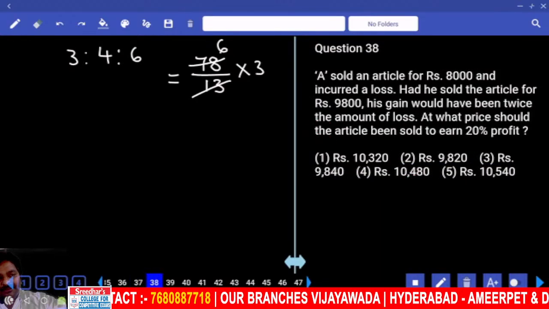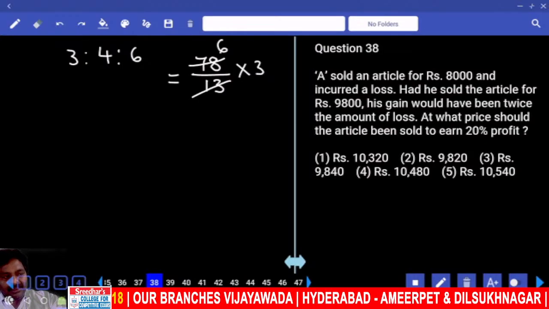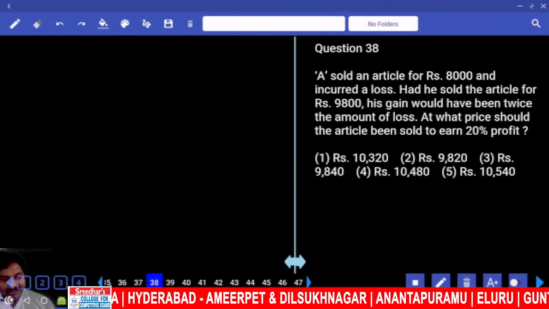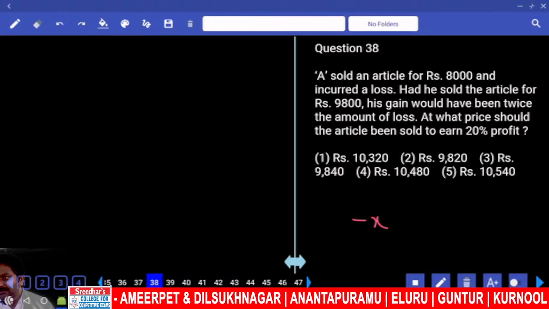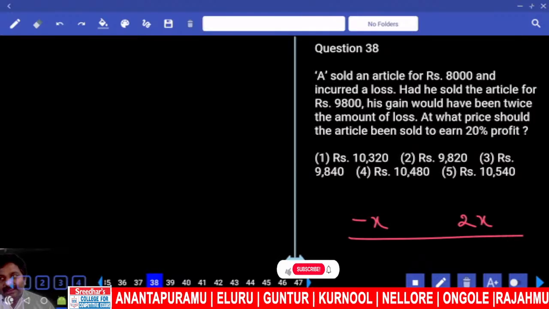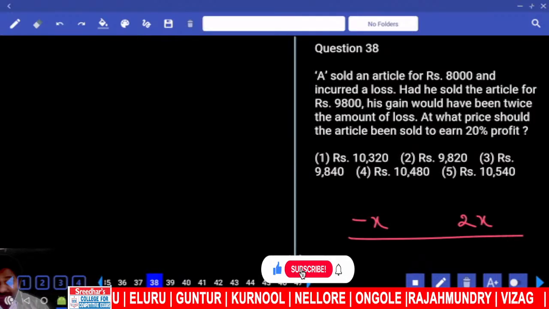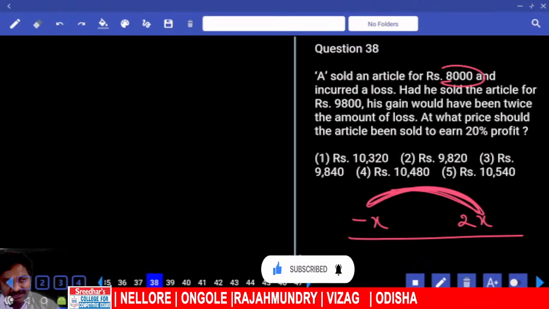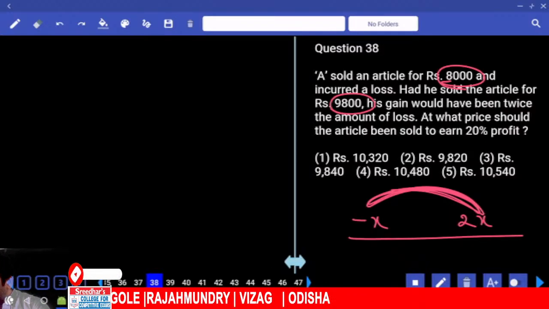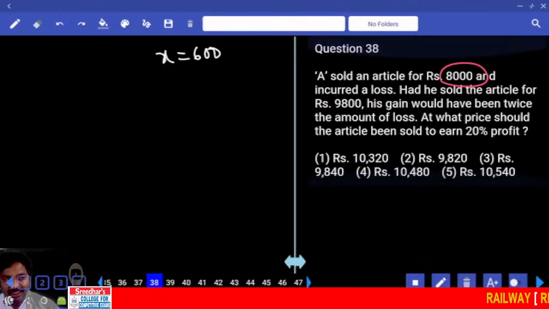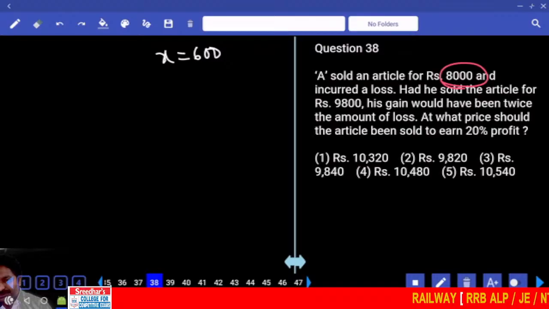A sold an article for 8,000 and incurred a loss. Had he sold the article for 9,800, his gain would have been twice the loss. If loss was x rupees, profit is going to be twice, which is 2x. Minus x plus 2x, difference 3x. 3x is the difference between selling prices only, which is equal to 1800. Then x is equal to 600.